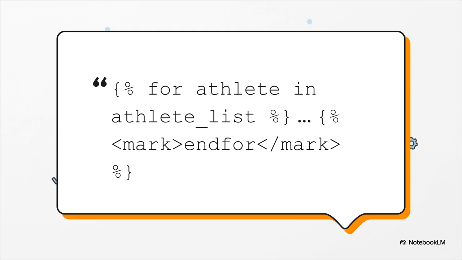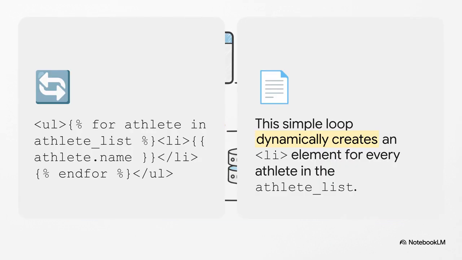You define a loop variable, here it's athlete, and that represents one item from your athlete list on each pass of the loop. And just like the if tag, you have to close it, this time with endfor. Now, what's really amazing about this is the efficiency. That simple little 4-line block on the left could generate a list with 2 items, 10 items, or 1,000 items.